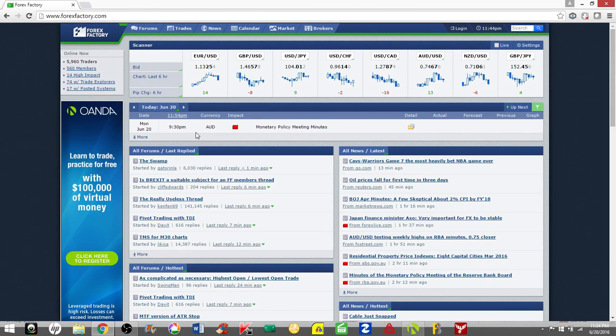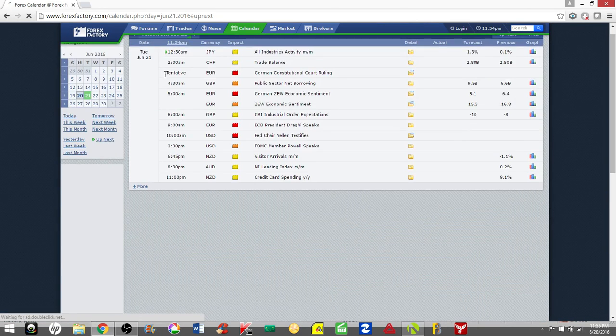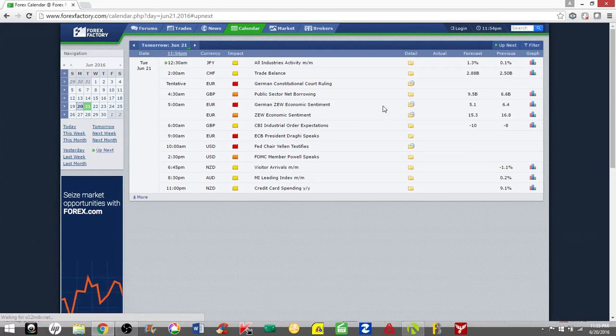So if I was looking today, you know what? I'm going to look at the Aussie, that could possibly give movement at that time. And this is a good way that you can plan out some of your trades. Now, you can also go here up next, and it'll show you the next day. Here's Tuesday, and here you can see all kinds of things.